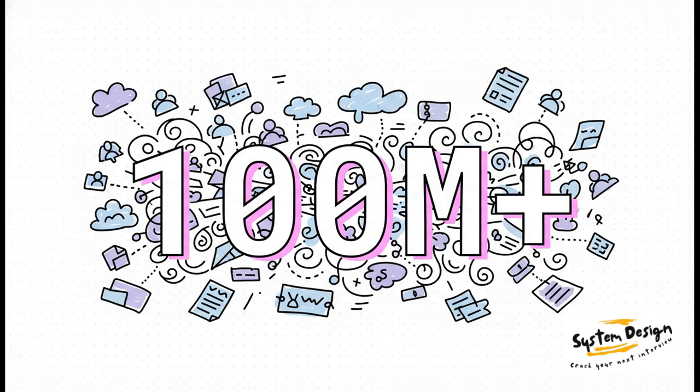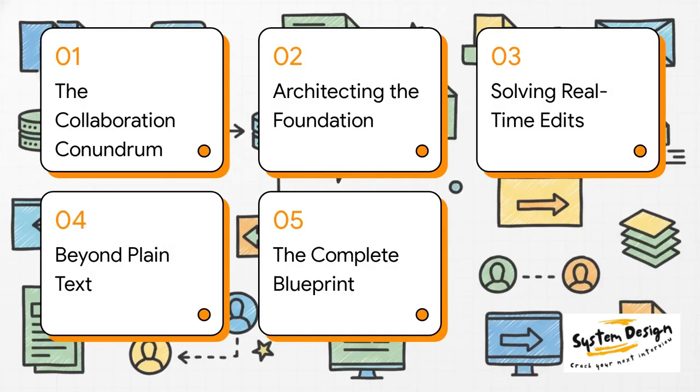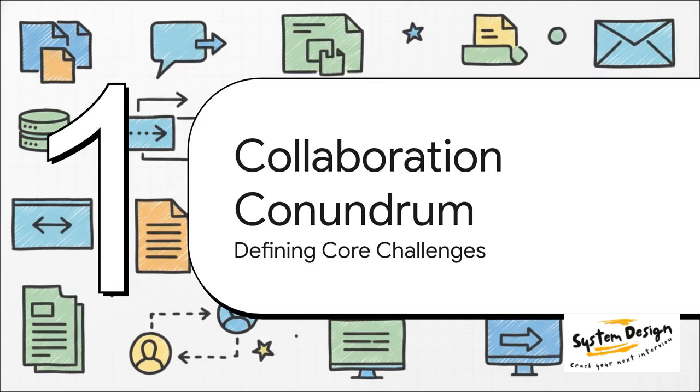Okay, first things first, let's just try to appreciate the sheer scale of this challenge. We're not talking about a few dozen people here. We're designing for over 100 million active users. That's insane. And you've got to understand, that number, that massive scale, it dictates every single decision we're about to make. So here's how we're going to break it down. We'll start with the main problem, lay down the basic architecture, then get into the really tricky part, the real-time edits. After that, we'll see how to handle more than just text, and then we'll put it all together to see the final blueprint.